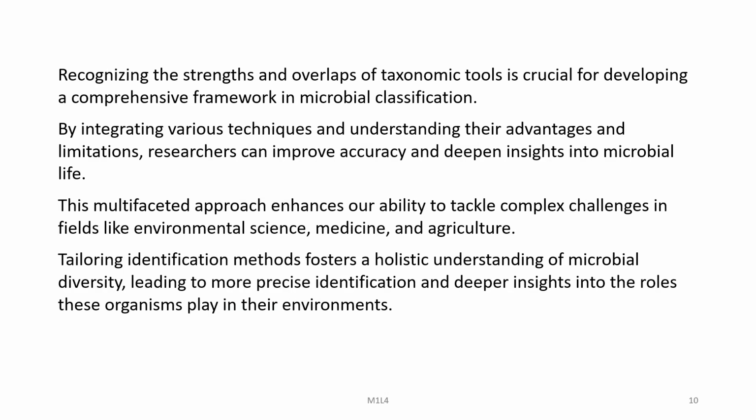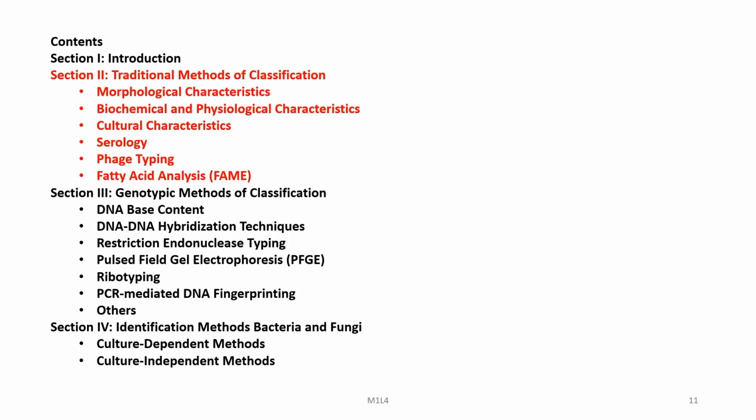So recognizing the strengths and overlaps of taxonomic tools and methods is crucial for developing a comprehensive framework in microbial classification. By integrating various techniques and understanding their advantages and limitations, researchers can improve accuracy and deepen insights into microbial life. This multifaceted approach enhances our ability to tackle complex challenges in fields like environmental science, medicine, and agriculture. Tailoring identification methods fosters a holistic understanding of microbial diversity, leading to more precise identification and deeper insights into the roles these organisms play in their environments.